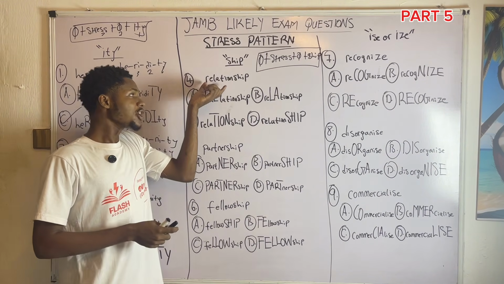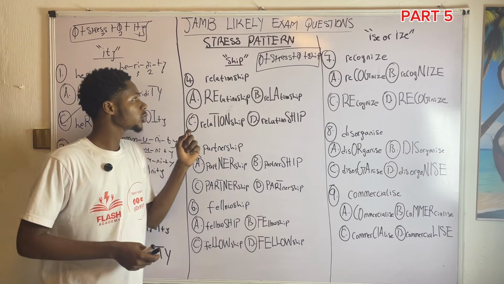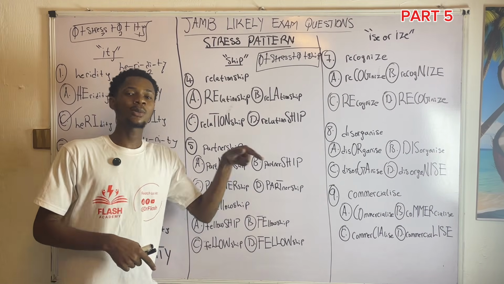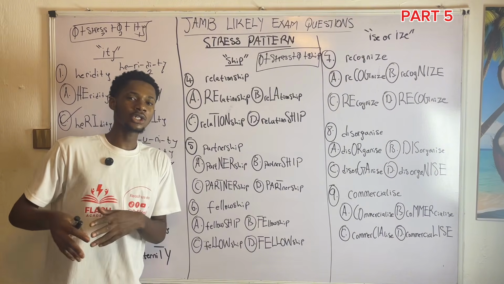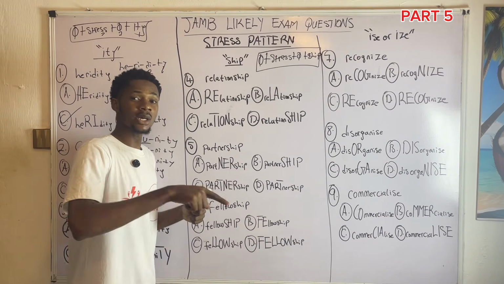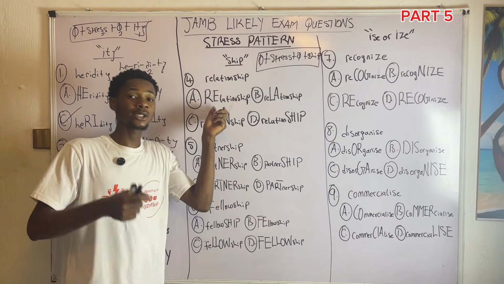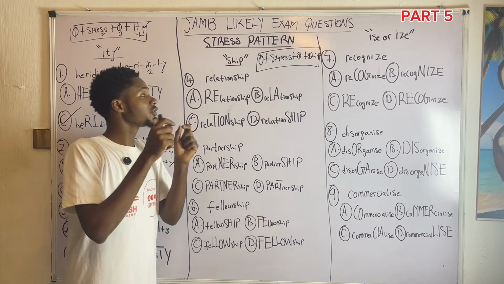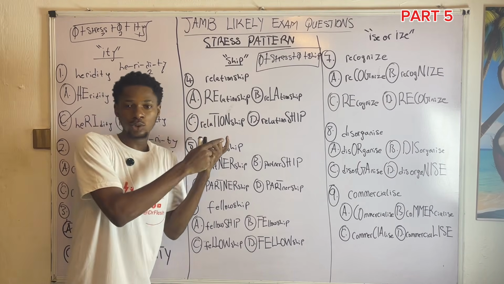Now, to stress relationship, we're going to place the stress on the third syllable from the last. To stress relationship, the stress is to be on the third syllable from the last. Don't mind me, I'm not talking about your real relationship with your boyfriend or girlfriend. I'm talking about relationship as a word, and we want to stress it.